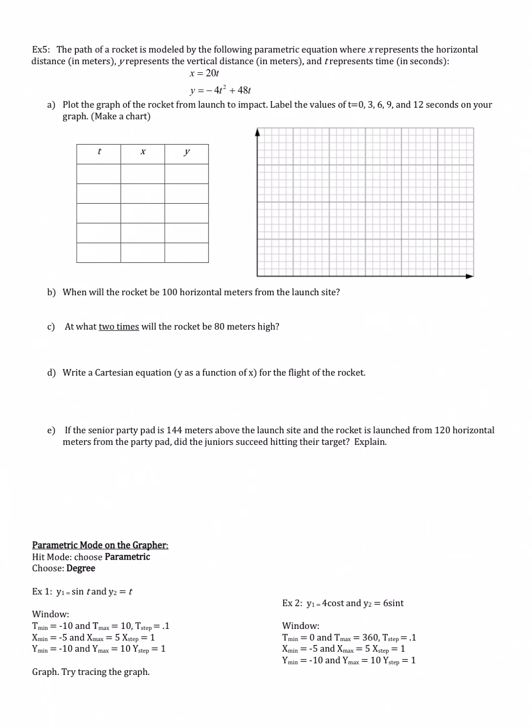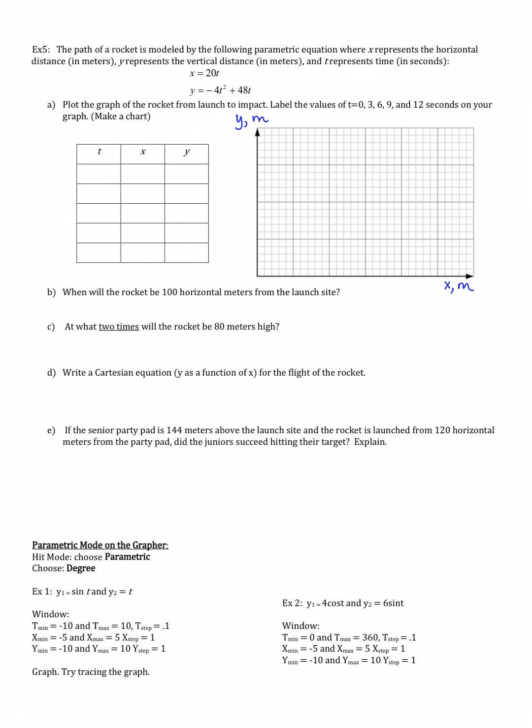So here's another example. We have the path of a rocket modeled by the following parametric equations. So we have our horizontal distance in meters. So I'm going to put that down here. So here's our x in meters. Here's our y, also in meters. And then you have the parameter of time. So plot the graph of the rocket from launch to impact and label the values on your graph. So we're going to label those points.